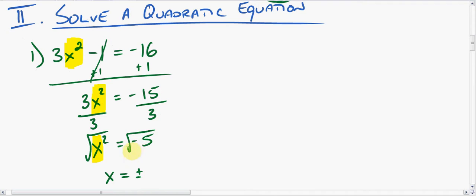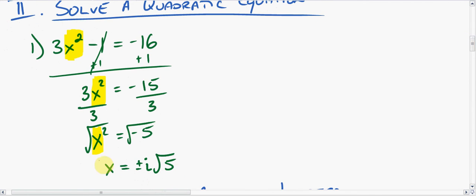And now when we take the square root of negative 5, remember this negative becomes an i, and then the 5 stays under the root. And you need to ask yourself, can you simplify the square root of 5? And in this case, the answer is no. So our final answer is x equals plus or minus i root 5. And that's part 2.